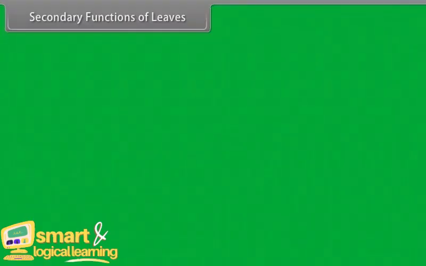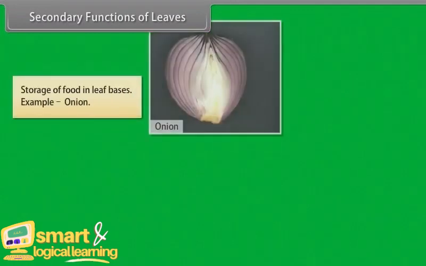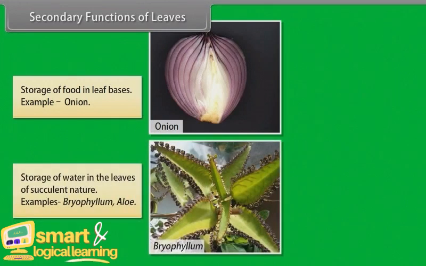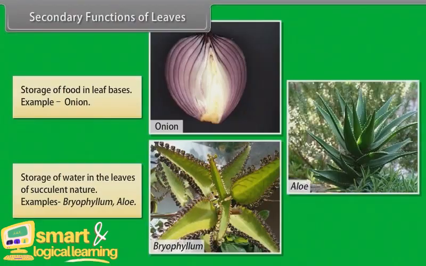Secondary functions of leaves. The storage of food in leaf bases. Example: onion. The storage of water in the leaves of succulent nature. Example: Bryophyllum, aloe.